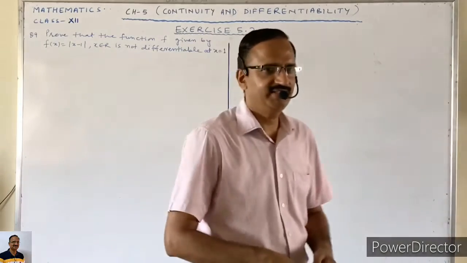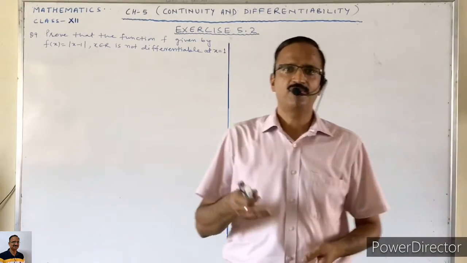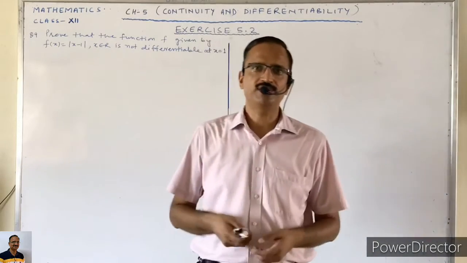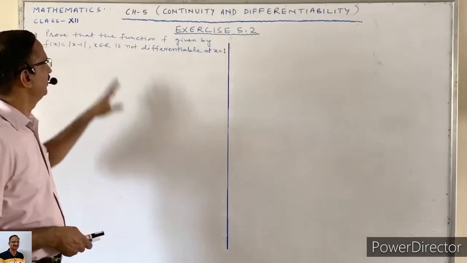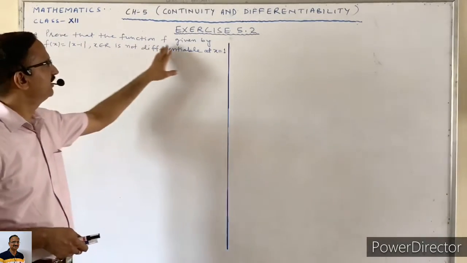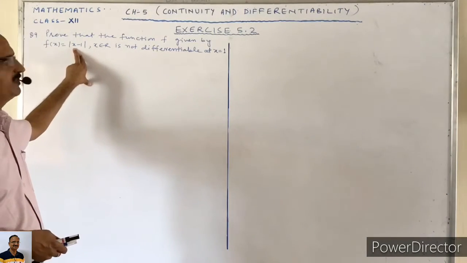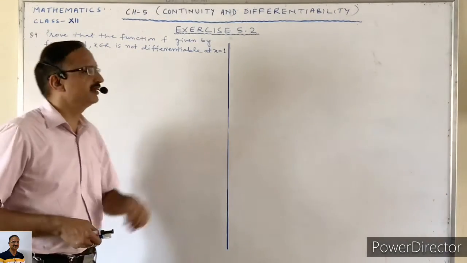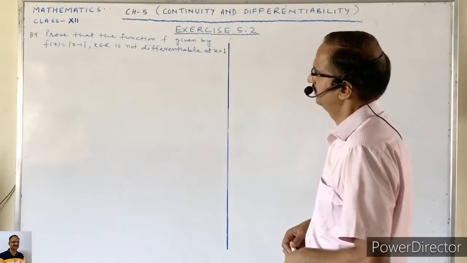Hello students, in this lecture we are going to discuss question number 9 and 10 from exercise 5.2 of class 12 mathematics. So let us start with question number 9. The question is, prove that the function f given by f(x) equals modulus of x minus 1, x belongs to R, is not differentiable at x equals 1.